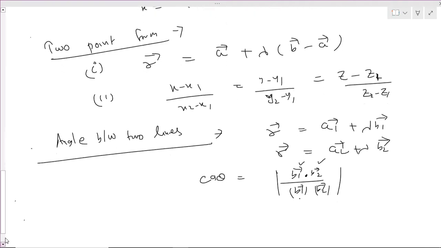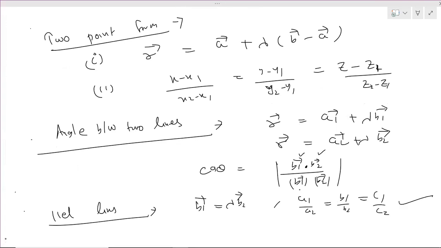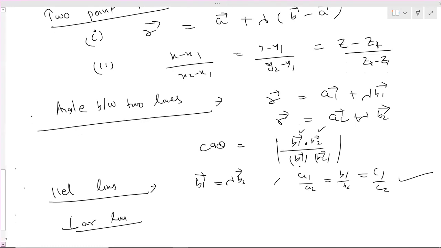If two lines are parallel, then what happens? b1 equals lambda times b2, so a1 upon a2 equals b1 upon b2 equals c1 upon c2. If they are perpendicular, then b1 dot b2 will be equal to 0, which is a1 a2 plus b1 b2 plus c1 c2 will be equal to 0. Alright, take a screenshot.